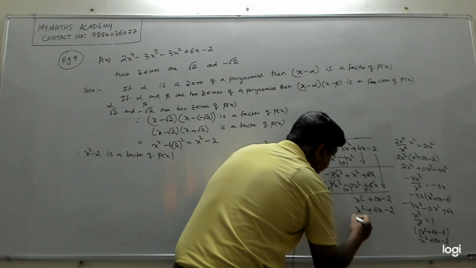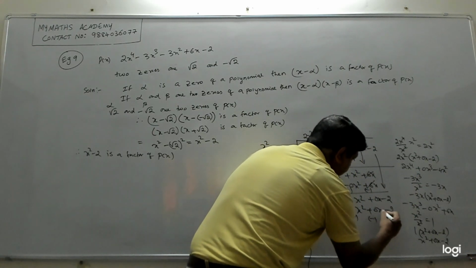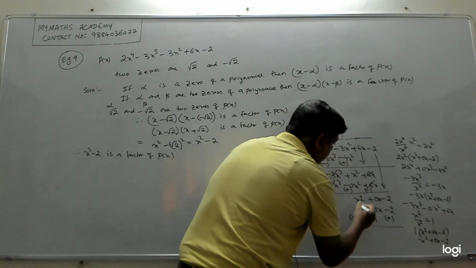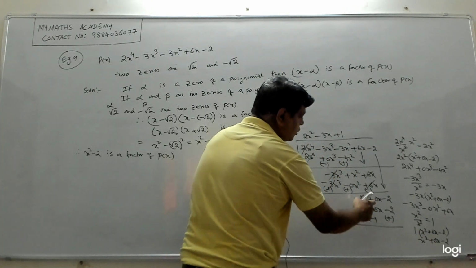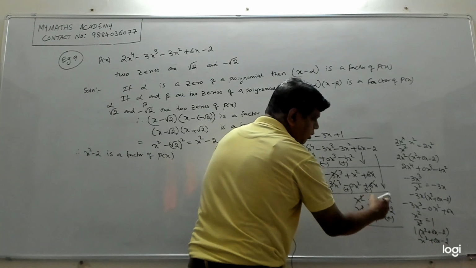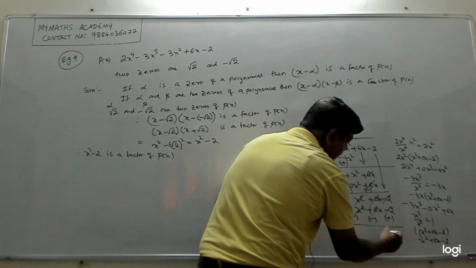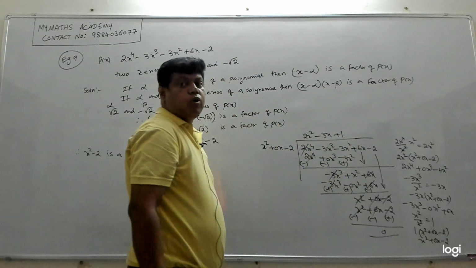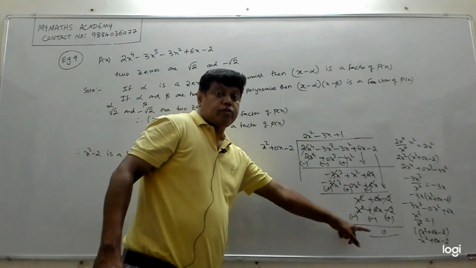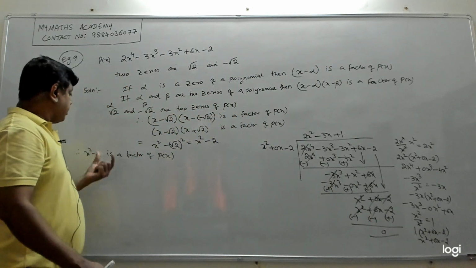Now change the sign. This will become minus. This will become minus. Plus minus will become plus. Now, x square minus x square cancel. This is 0x and this is also 0x. This also will get cancelled. 0, 0 is 0. Minus 2 plus 2 also will get cancelled. You get finally 0.